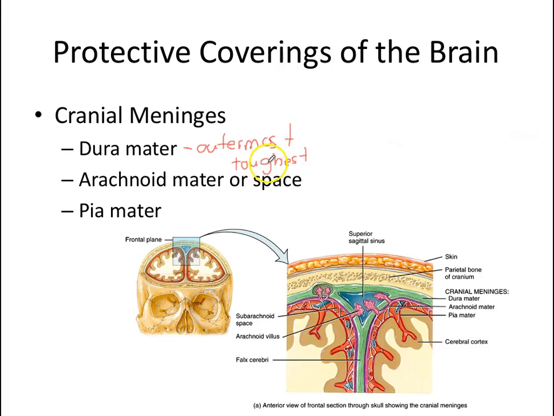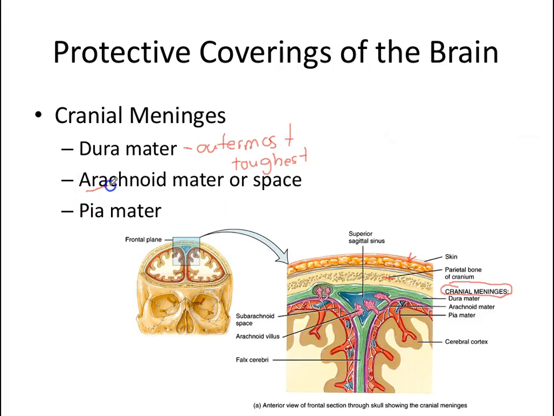Hopefully you'll see this in lab when you look at the sheep brains. This layer is really tough. You'll have a hard time even cutting through it. Here on this image, we see our cranial meninges. First, we have skin, which is obvious, our scalp. Underneath that is a little bit of adipose. Then we have the bone. And then this greenish color is our first meninges, the dura mater. You can see it's pretty thick. It'll dip down between the two lobes of our cerebrum. Again, that's the outermost layer, in contact with the bone.